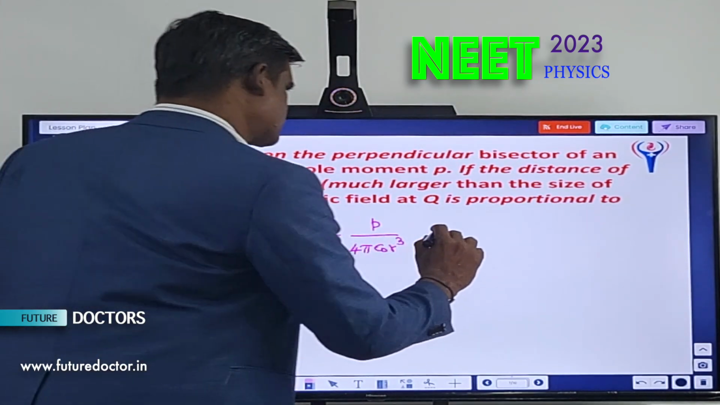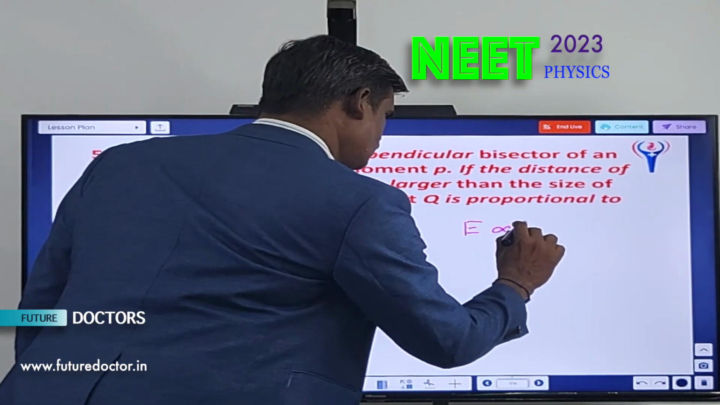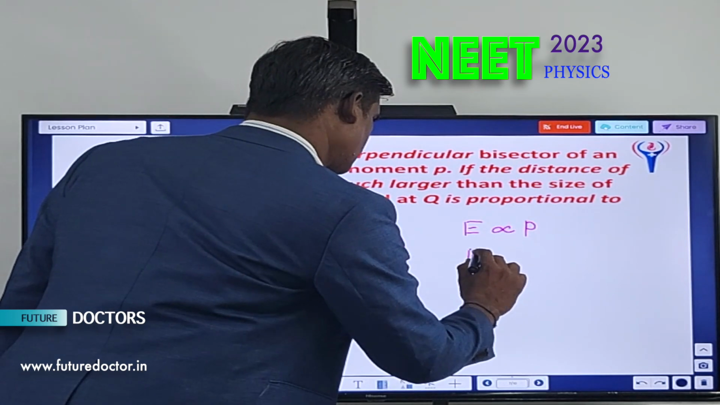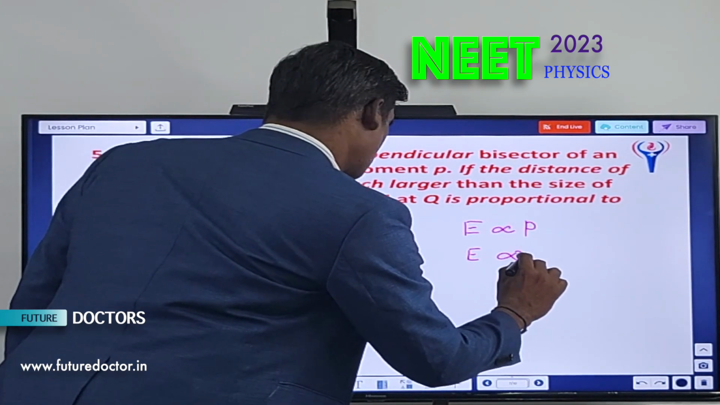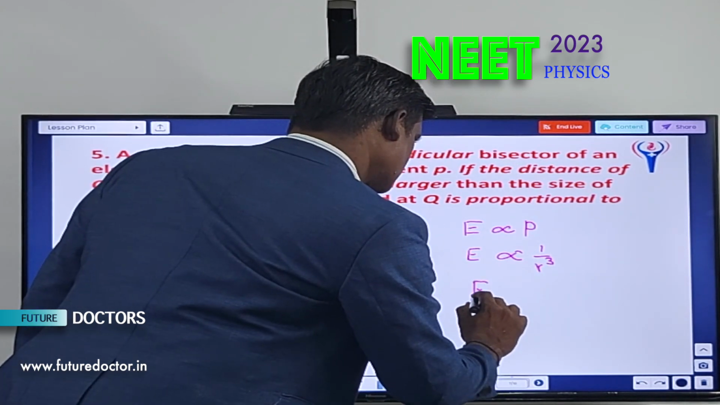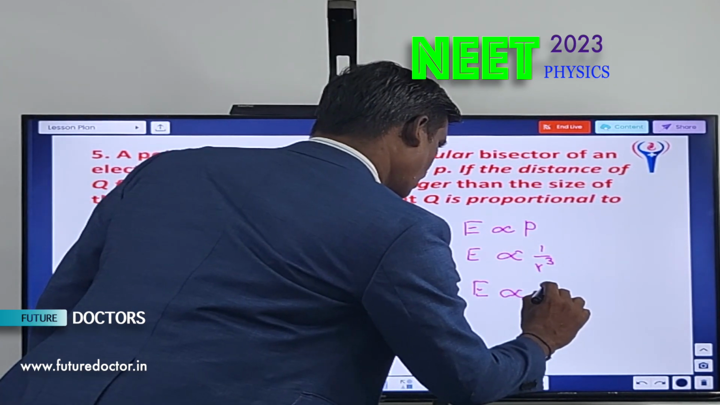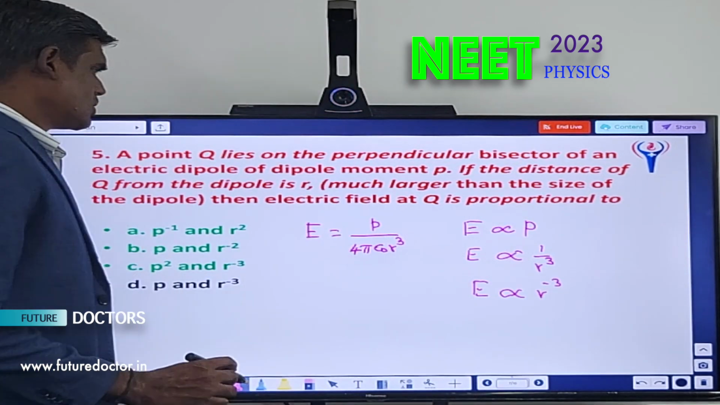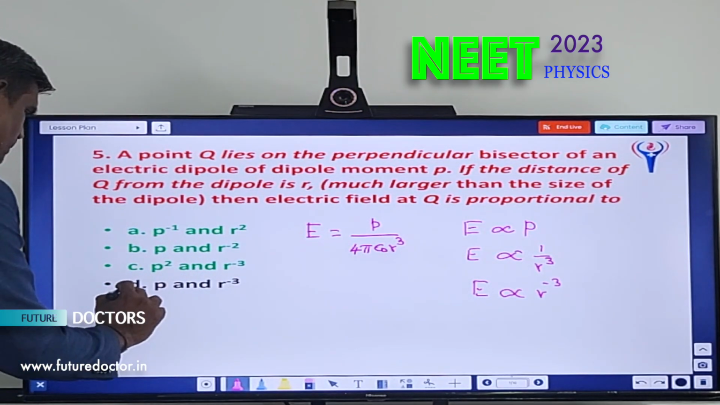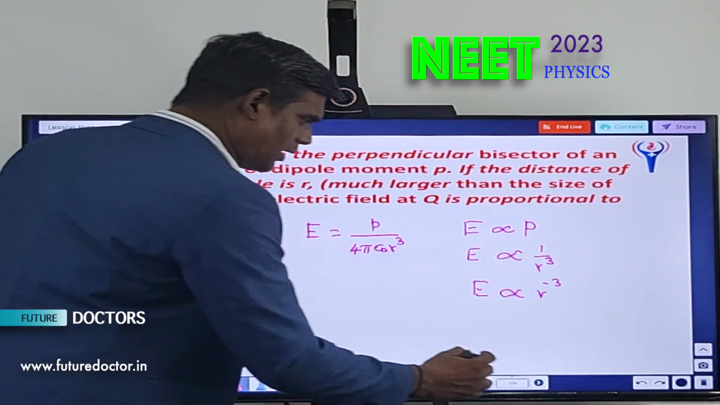From this, E depends upon P. E is proportional to P, or P power 1. And E is inversely proportional to R power 3, which can be written as E is proportional to R power minus 3. So E depends upon P and R power minus 3. That is option D.